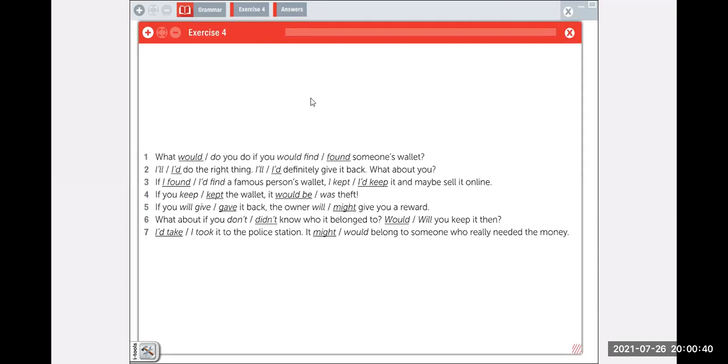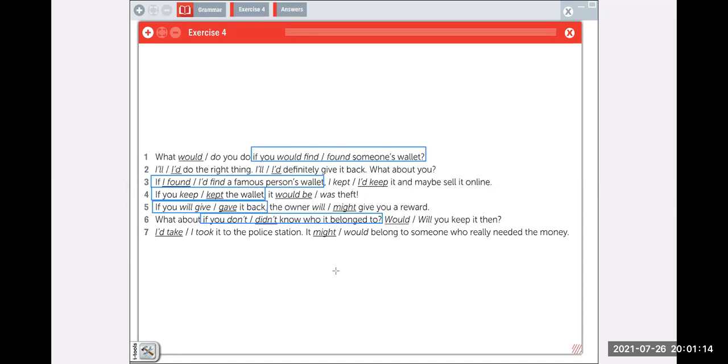Let's underline all the if clauses here. If clause, I guess we don't have an if clause here. If clause, here we have an if clause. If clause. Here we have another one. Okay, so what form do we use in the if clause? Past simple. The past simple, right?